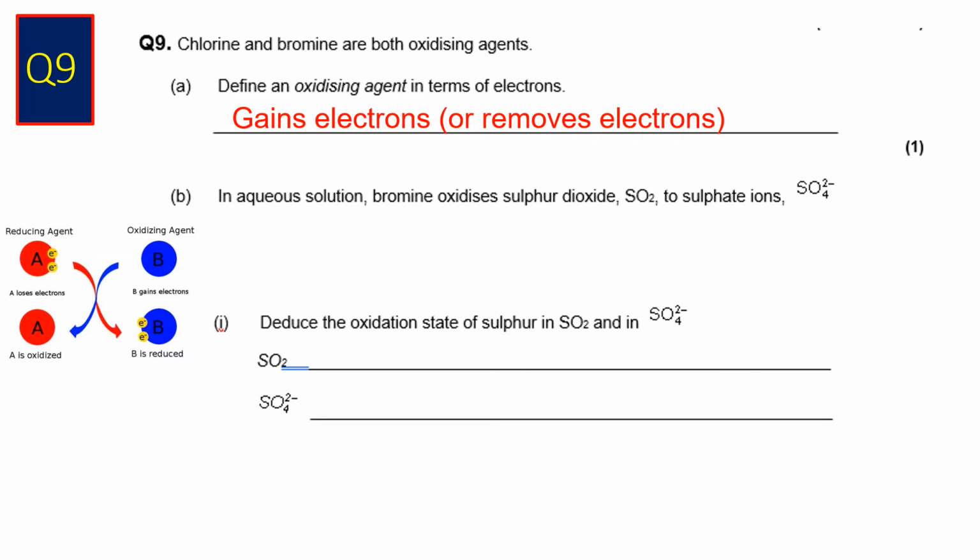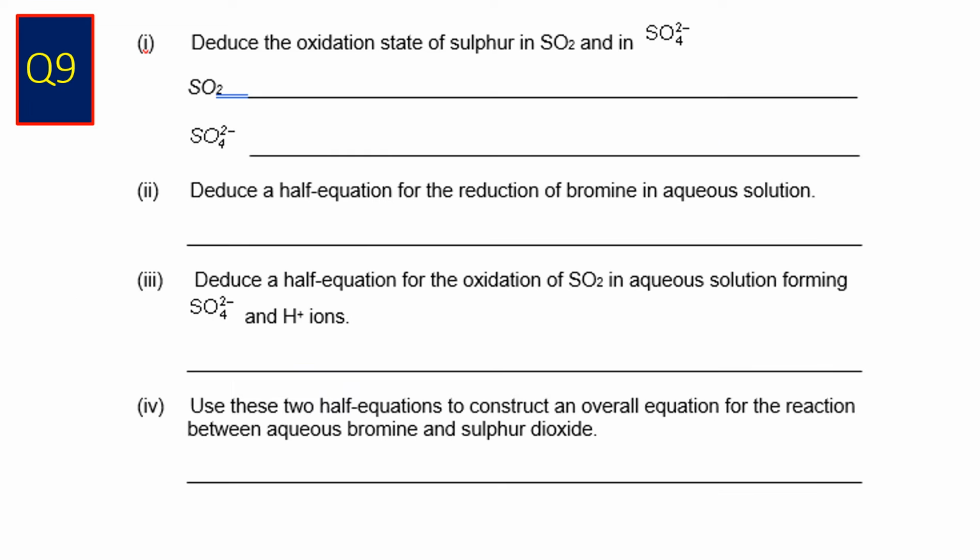We're then told in aqueous solution bromine oxidizes sulfur dioxide to sulfate ions. Deduce the oxidation state of sulfur in SO2 and SO4 2-. You guys, I think 100% all got this right, +4 and +6. So we were doing really well on our oxidation states.